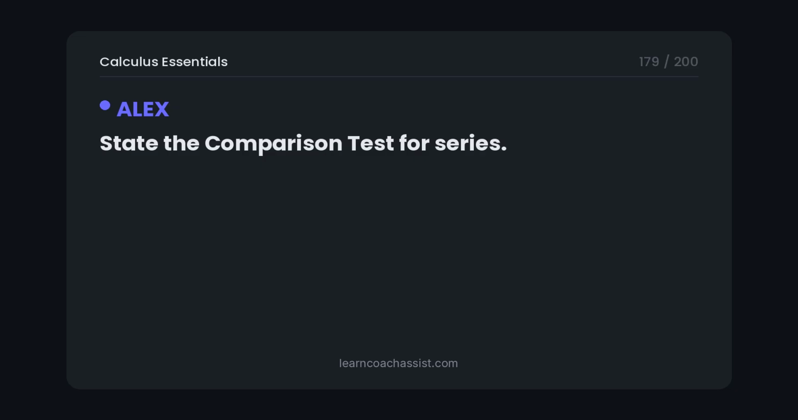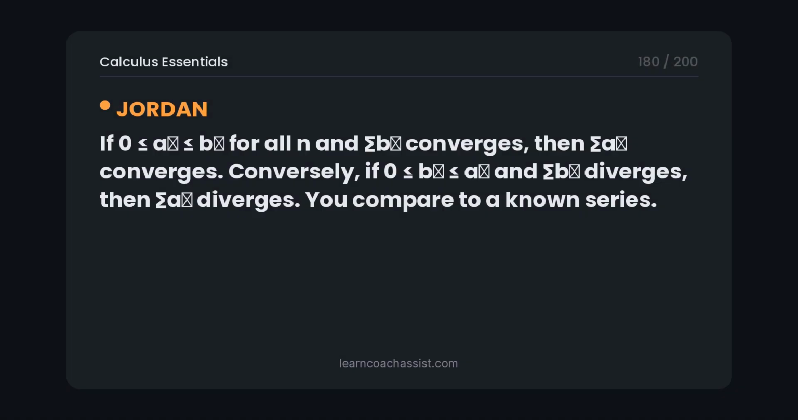State the comparison test for series. If 0 is less than or equal to a_n, which is less than or equal to b_n for all n, and sigma b_n converges, then sigma a_n converges. Conversely, if 0 is less than or equal to b_n, which is less than or equal to a_n, and sigma b_n diverges, then sigma a_n diverges. You compare to a known series.